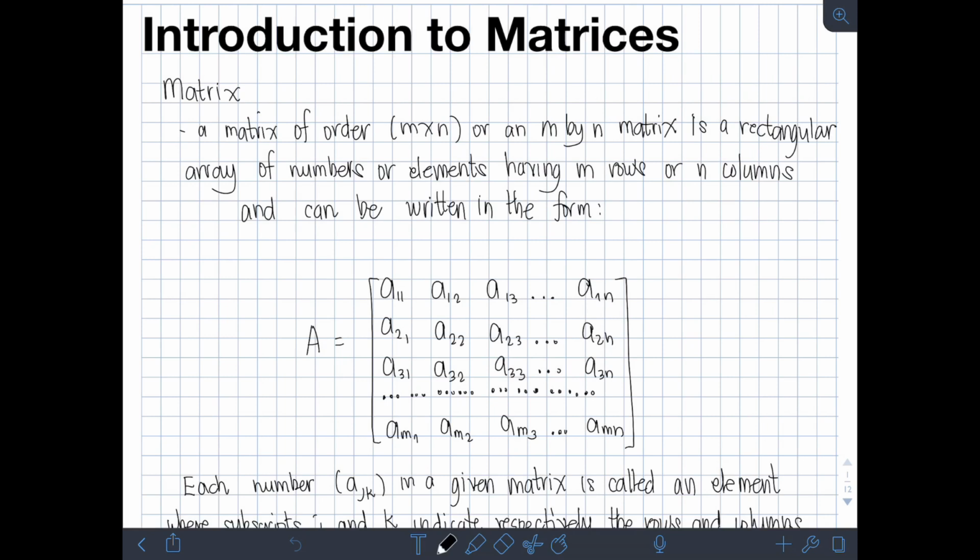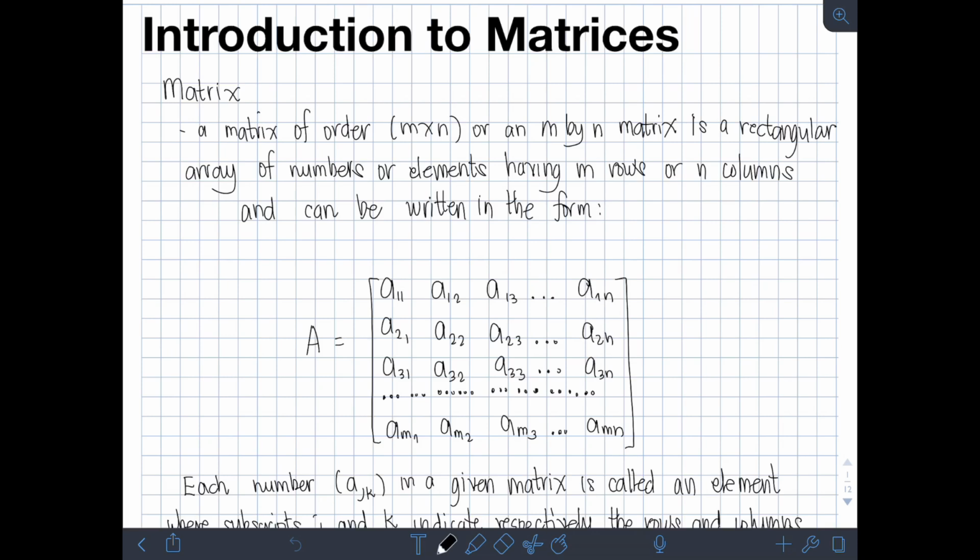Okay, so ngayon ay ituturo ko sa inyo ang one of the important topics sa math, which is matrices or matrix. So, etong matrices ay marami siyang gamit tulad sa linear algebra, programming, solving systems of linear equations. So, kaya mahalagang malaman natin yung concept ng matrix. So, define natin ano ba yung matrix.